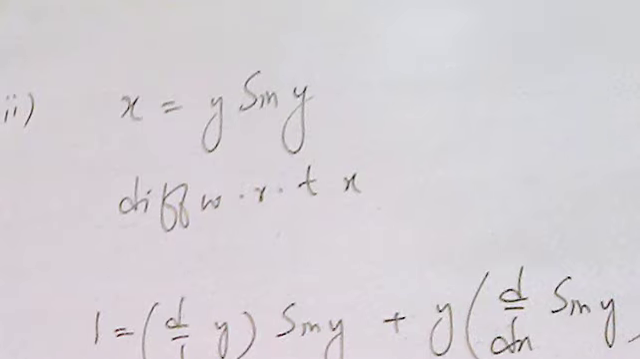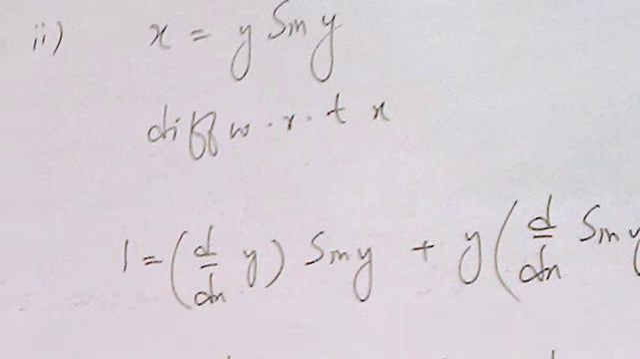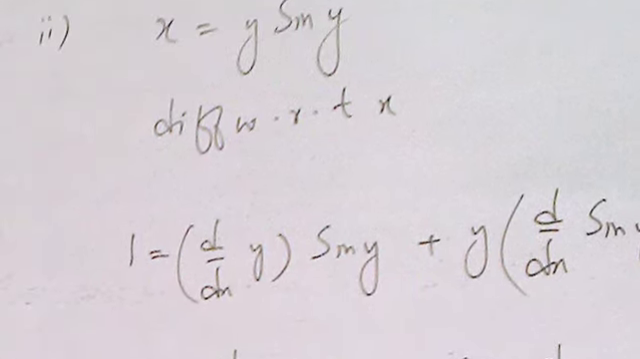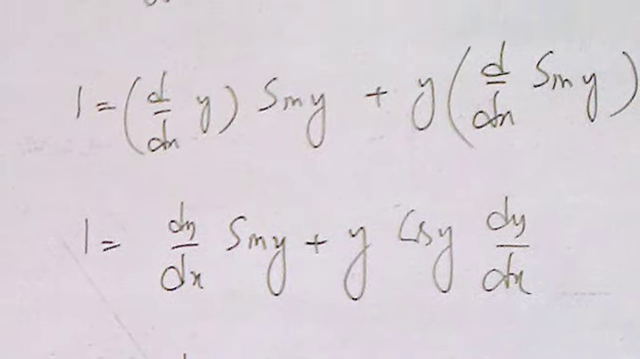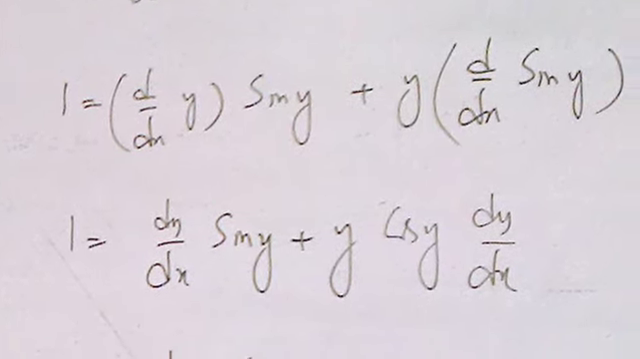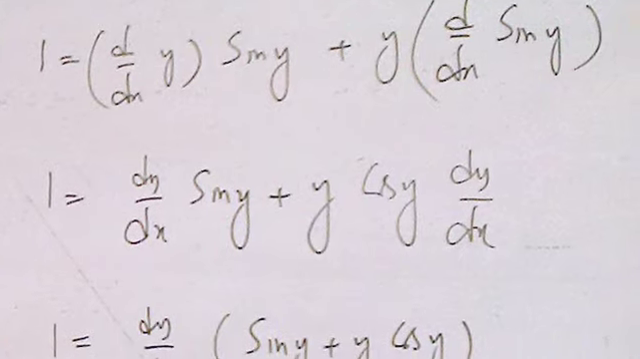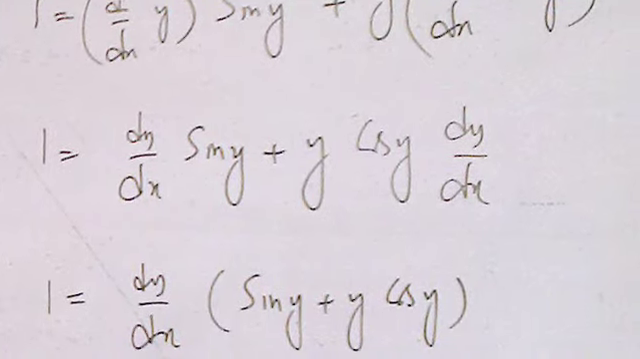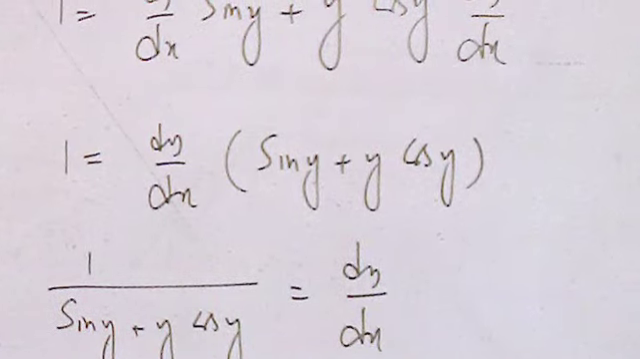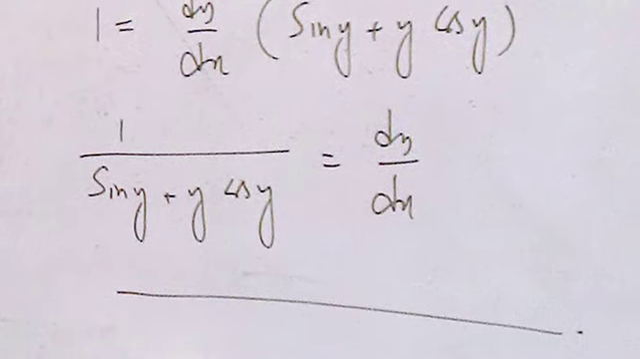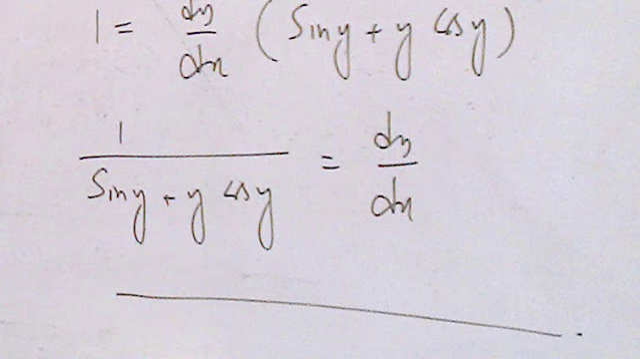Now in this question we differentiate with respect to x. Derivative of x is 1. On the right hand side we apply the product rule. Derivative of y is dy by dx, and derivative of sin y is cos y, and derivative of the angle is dy by dx. We divide by this value, and this is your answer.